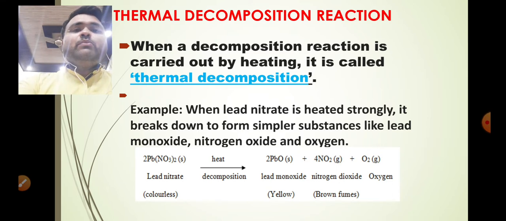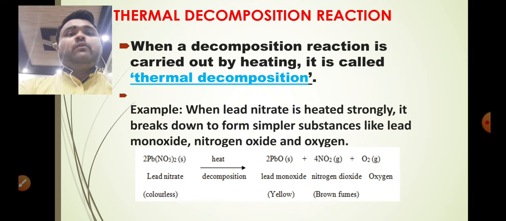Now, this is a very important reaction, and many times a question comes in the exam asking what the characteristics of this reaction are. The characteristics of this reaction are that when we heat lead nitrate, we obtain a yellow residue of lead oxide, and brown fumes of nitrogen dioxide are also seen in the test tube.